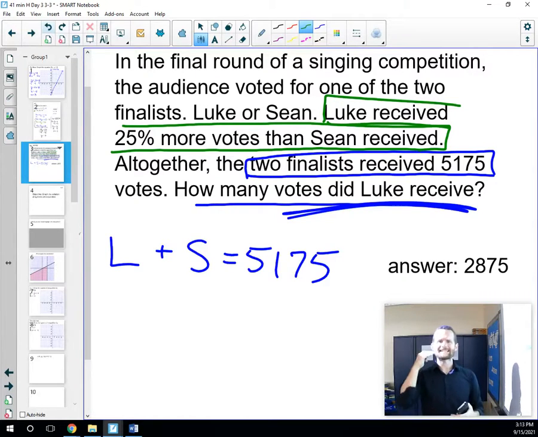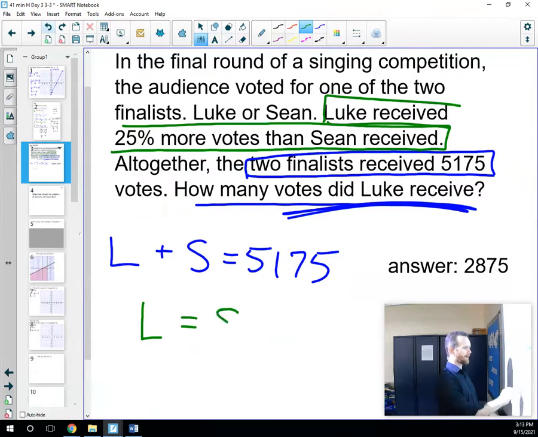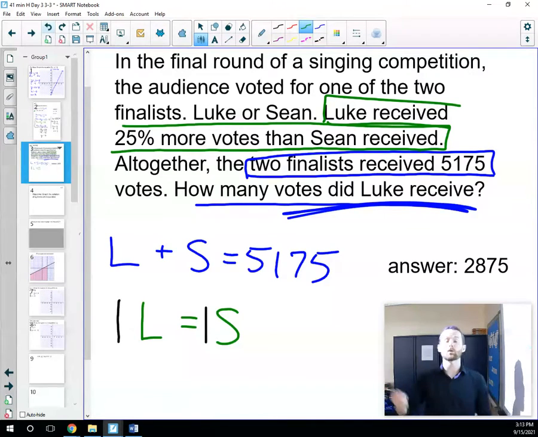So what if they got exactly the same amount of votes? Well, that would just be, okay, L equals S. The number of votes Luke got would equal the number of votes Sean got. Well, okay, in this equation, L equals S, what number is in front of the L and the S? Well, hopefully you remember, there's an invisible 1 in front of each. So it's 1 times L equals 1 times S.